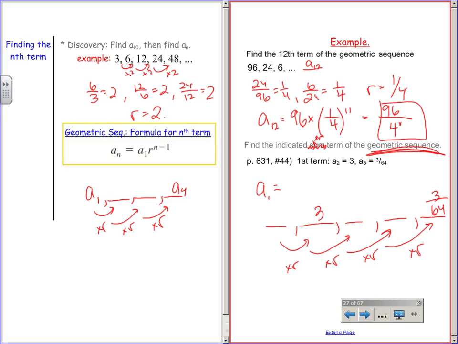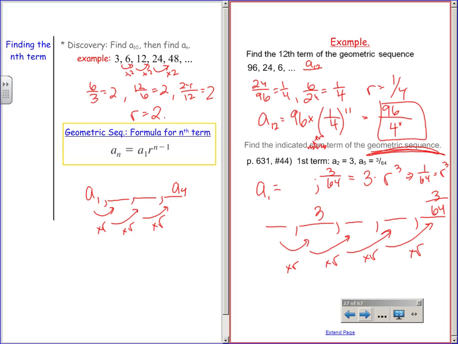I don't know this guy, but who do I know? The second term. How many r's are in between that term and that term? So could I say that 3 over 64 came from 3 times r cubed? Now I'm making up my own formula, saying, well, that came from that, but that times 1, 2, 3 r cubed. So how could I solve? Divide by 3. If I divide by 3, don't I end up with, well, the 3's reduced, 1 over 64 is equal to r cubed.